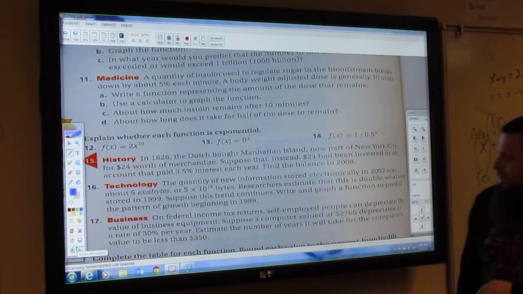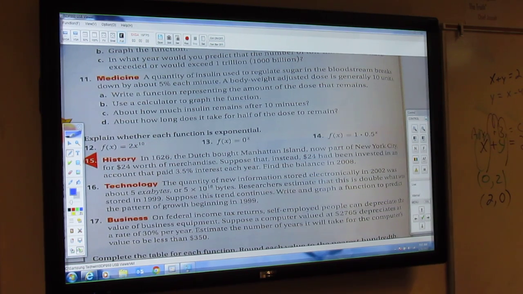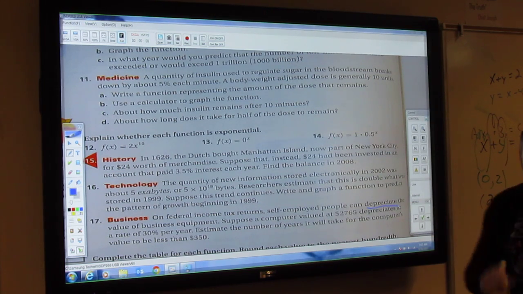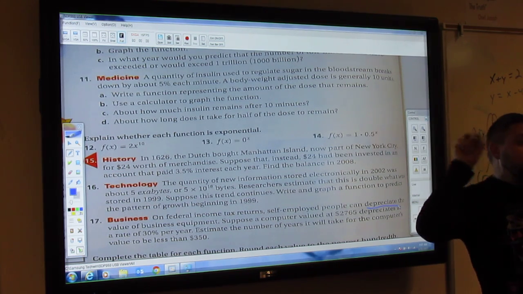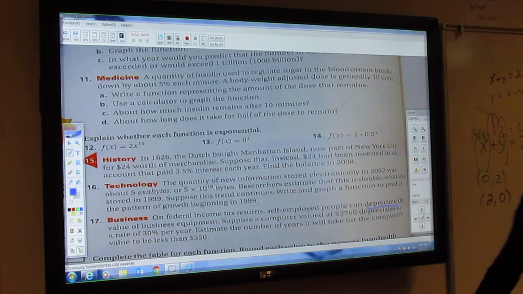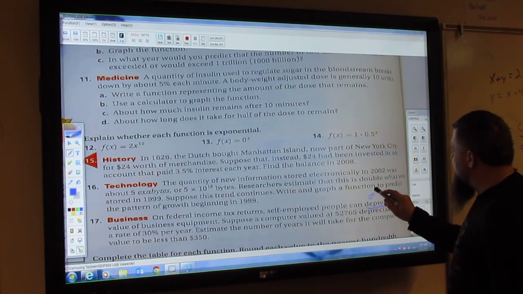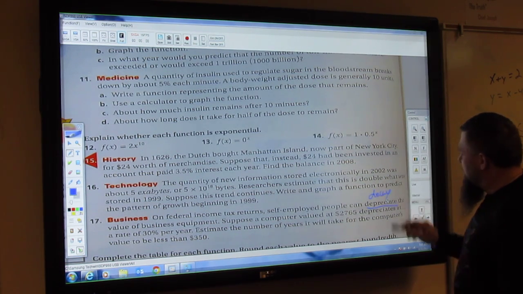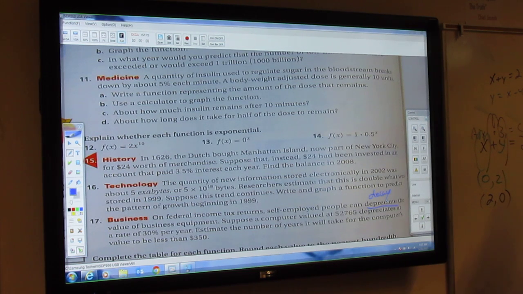On the federal income tax returns, self-employed people can depreciate, meaning it's not going to be growth, it's going to be decay, right? So just make a note. That means decay, depreciating the value of the business equipment. That makes sense, right? You buy some equipment and it goes down in value, whatever it is.